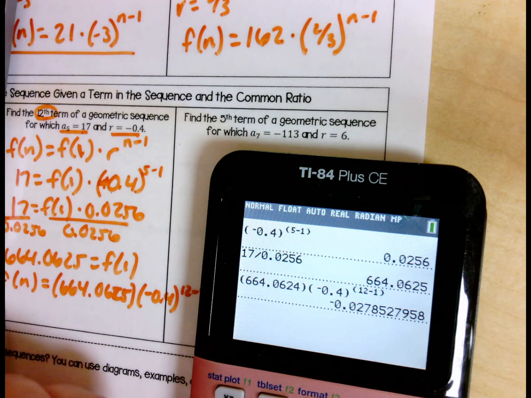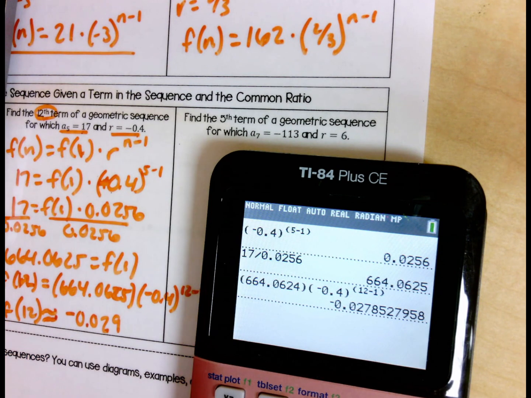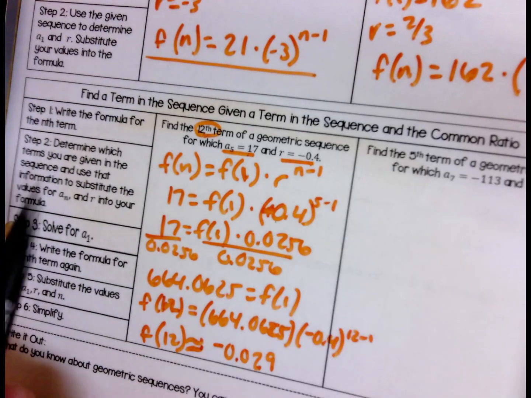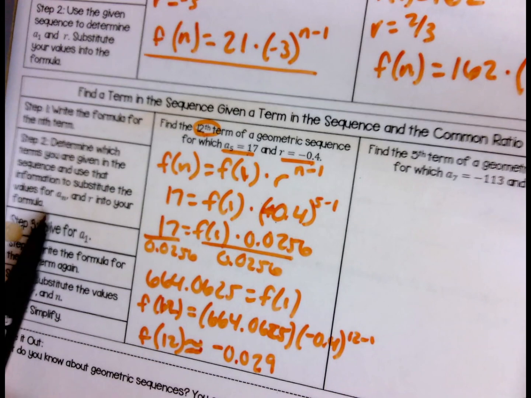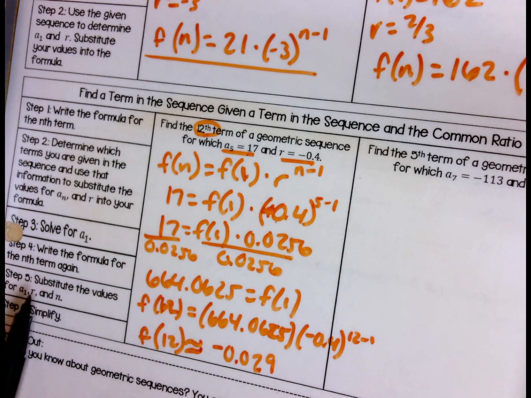And we come out with the fact that f of 12 is approximately, again I'm going to use that wavy equal sign, approximately negative 0.029. We'll go with 0.029, okay? And so that is the answer that we're looking for. So a few extra steps here, and it gives you the steps. Okay, you're going to write the formula, you're going to plug in the values that we do have, and we're going to solve for the first term. Then we're going to rewrite the formula and substitute for the value that we're looking for and simplify.